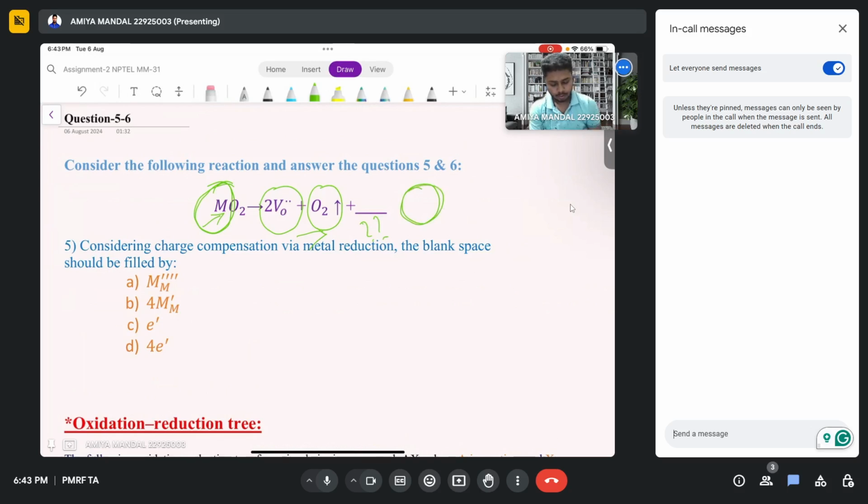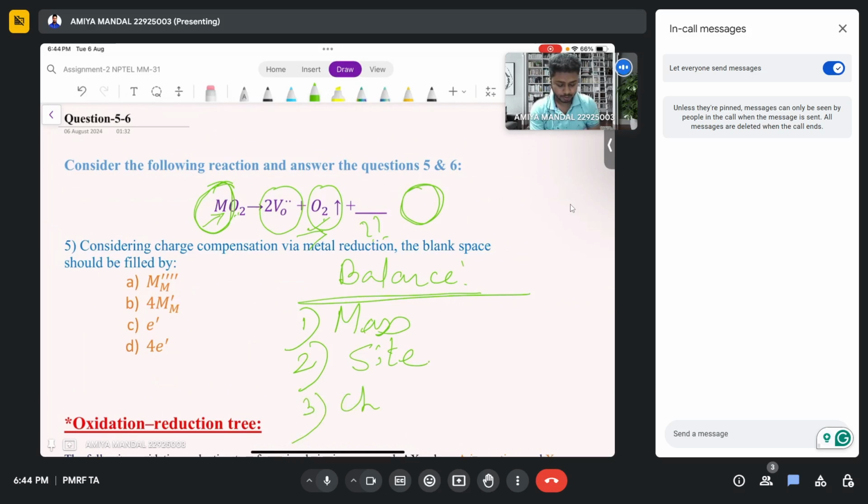Okay. So in these cases, we have to keep in mind, as I have told you previously, what balance should be there. What type of balance? First of all, mass balance. Oxygen is balanced there, so there is no problem with oxygen. I have to balance the mass of M. And what else do I have to balance? The site balance of M. The oxygen site is balanced there, but the M site is not balanced here. And last is charge balance.